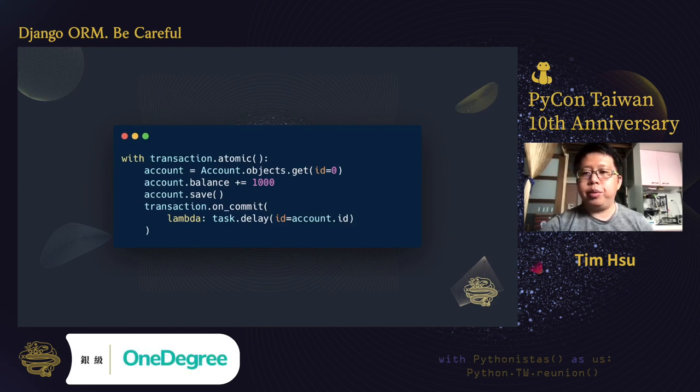To solve the problem, just use an on_commit hook. You set your callback function in on_commit. Django will call it for you when the transaction commits. With this, your distributed system can handle data correctly.